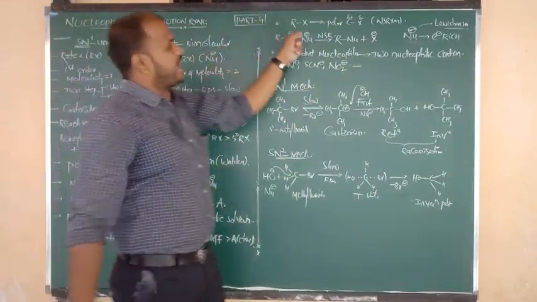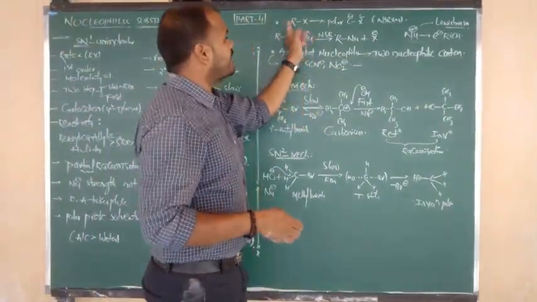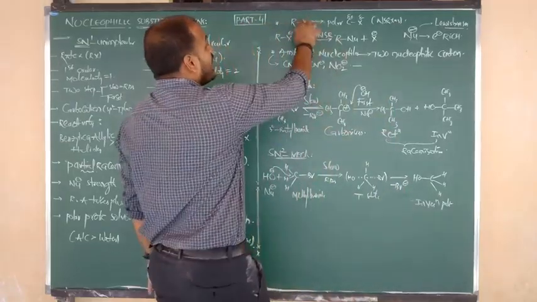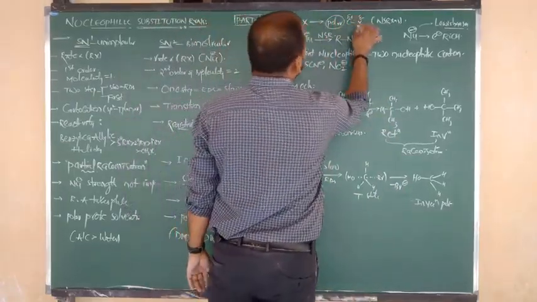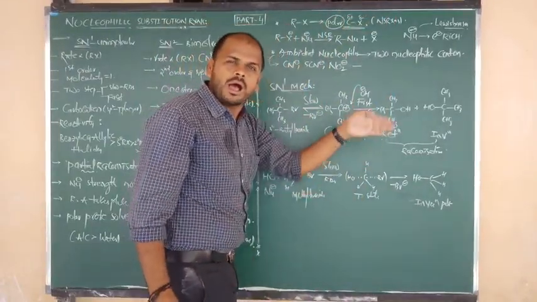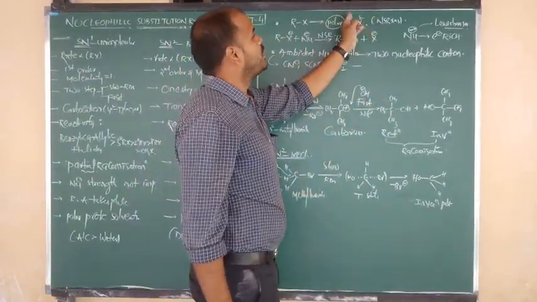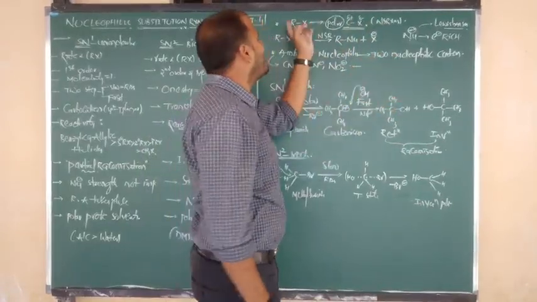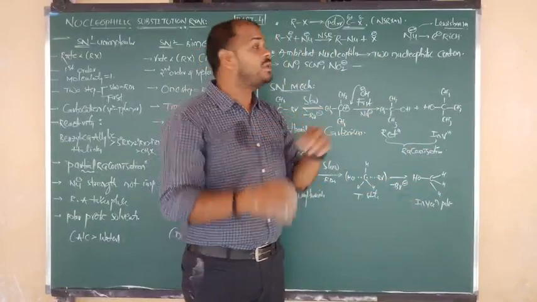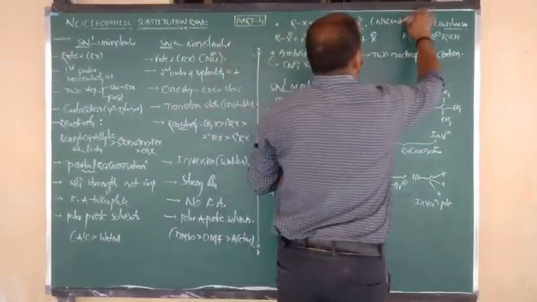Nucleophilic substitution reactions. Now the question, sir, why do alkyl halides undergo nucleophilic substitution reactions? Due to the polar nature of the C-X bond, carbon carries a partial positive charge and halogen carries a partial negative charge. Due to that polar nature, alkyl halides or haloalkanes undergo nucleophilic substitution reactions.